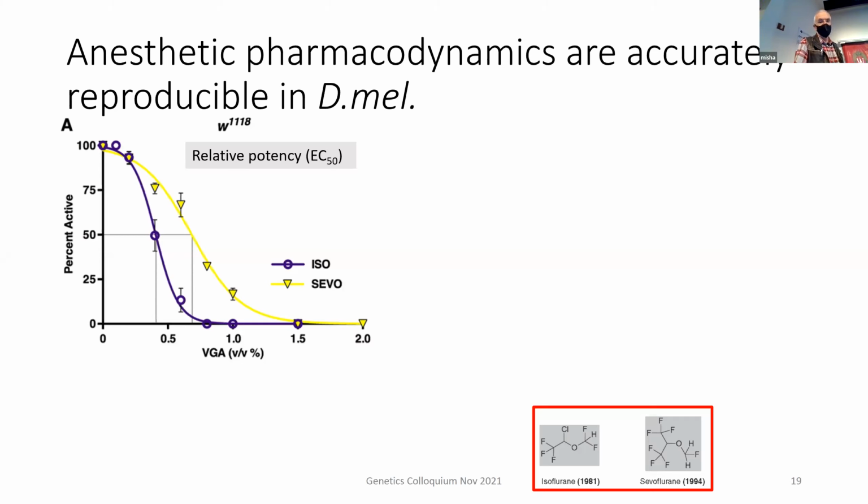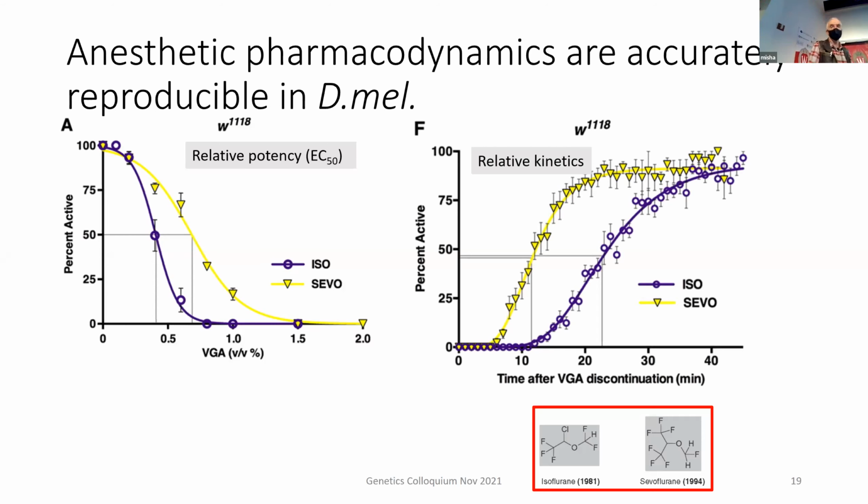Now, emergence from anesthesia. And this is what you saw in the last movie. How quickly do the flies start moving again? And here again, we see exactly what we would expect from mammalian models, and that is that it takes longer to regain mobility after isoflurane anesthetics than it takes after sevoflurane anesthetics. So here again, we reproduce the relative kinetics that we are familiar with in mammals.